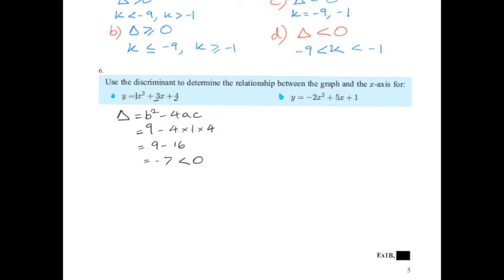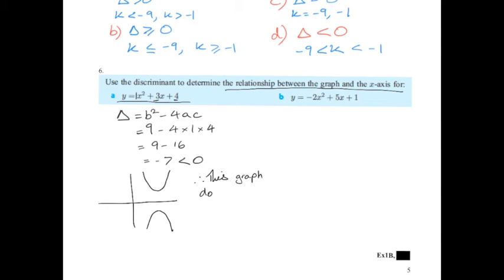So what does that mean? That means we have either a quadratic that is all above the x-axis or it's all below the x-axis. Either way, it does not hit the x-axis. So that's the relationship between the graph and the x-axis. So therefore, this graph, and when I say this graph, I mean y equals x squared plus 3x plus 4, does not hit the x-axis at all.